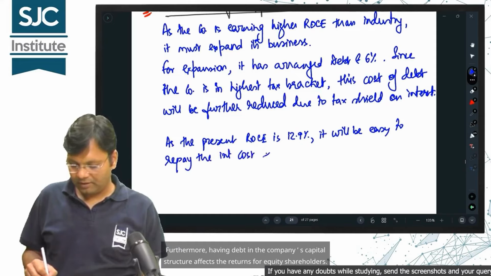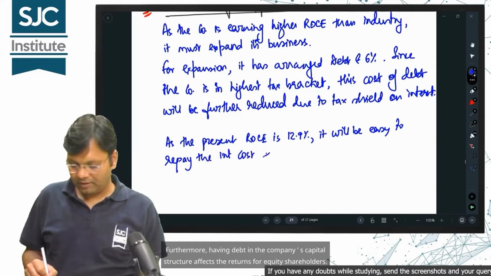Furthermore, having debt in the company's capital structure affects the returns for equity shareholders. When a company uses borrowed money, it pays a fixed interest to lenders and the remaining profits go to the shareholders. Since the number of shareholders does not increase with more debt, each shareholder receives a larger share of the profits. This means the return for equity shareholders is higher than it would be if the company had no debt. This effect is called trading on equity. Trading on equity refers to the practice of using debt to increase the returns to shareholders as long as the company's earnings are greater than the cost of debt.